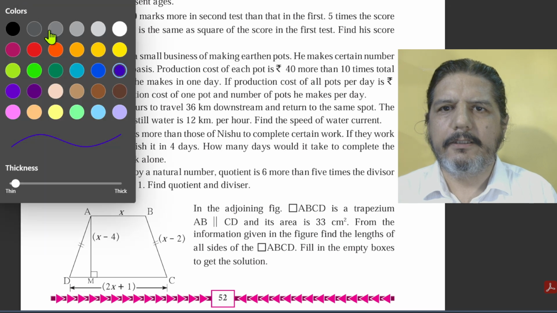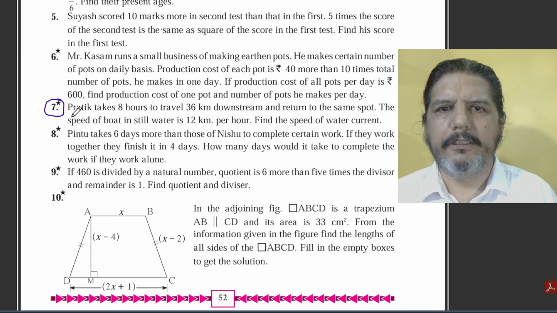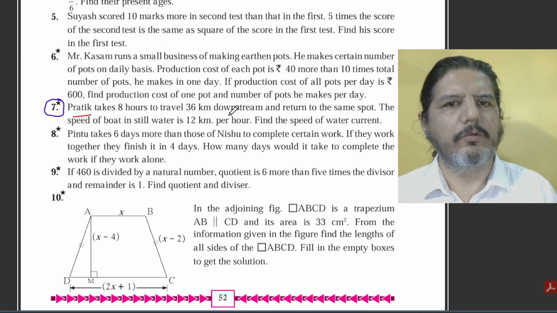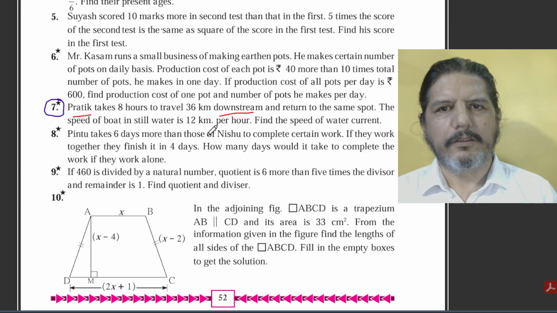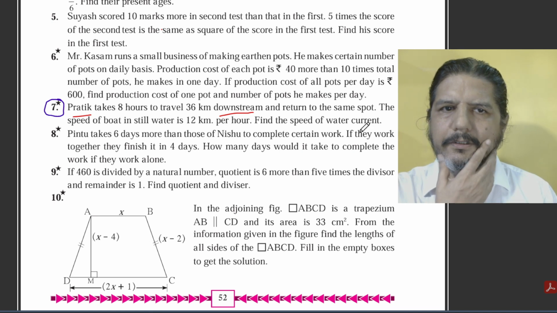So let's look at the next question now. Pratik takes 8 hours to travel 36 kilometers downstream and return to the same spot. The speed of boat in still water is 12 kilometers per hour. Find the speed of the water current.